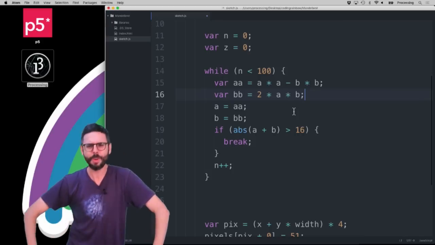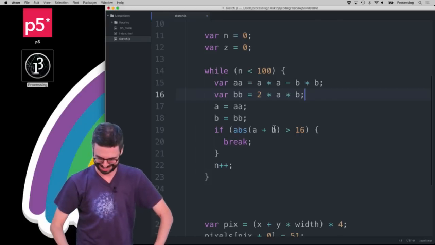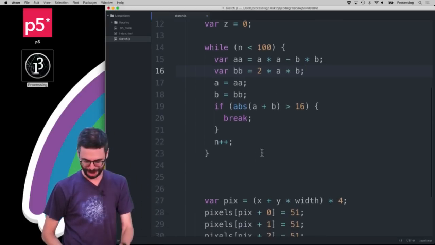Why not use a for loop? Well, I could use a for loop. That would make a lot of sense. But I'm just using a while loop for no good reason.